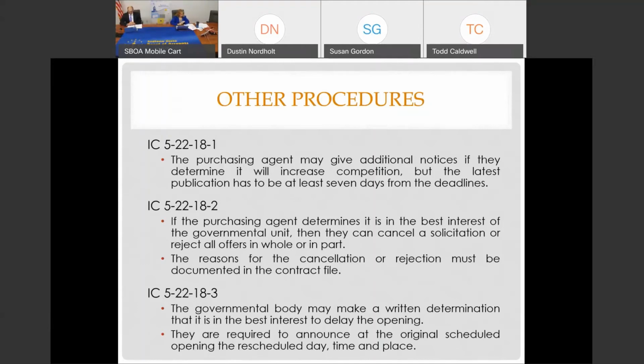And then in Section 3, the governmental body can make a written determination to delay the opening if it's in the best interest of the city or town. Any delay has to be announced at the originally scheduled opening day, time, and place.